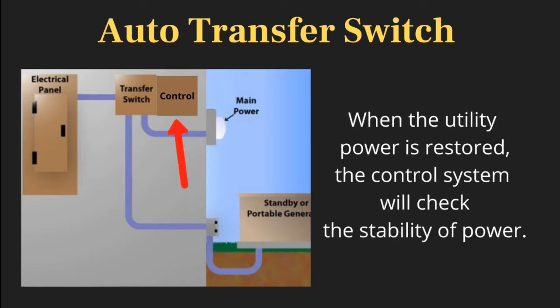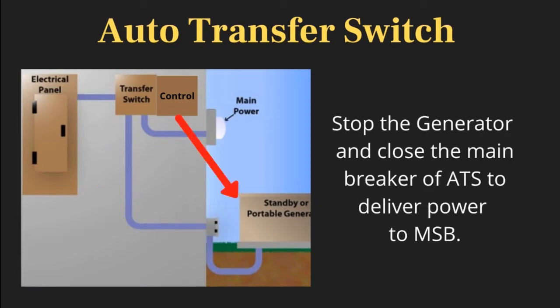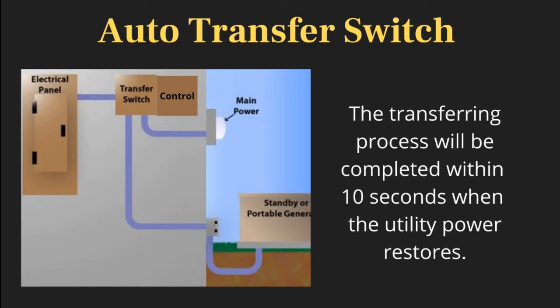When the utility power is restored, the control system will check the stability of power. If the power supply is detected as correct, the system sends a signal to open the secondary contact, stop the generator and close the main breaker of the ATS to deliver power to the MSB. When the power arrives at the MSB, the control circuit sends a command to close the incomer ACB. The transferring process will be completed within 10 seconds when the utility power restores.